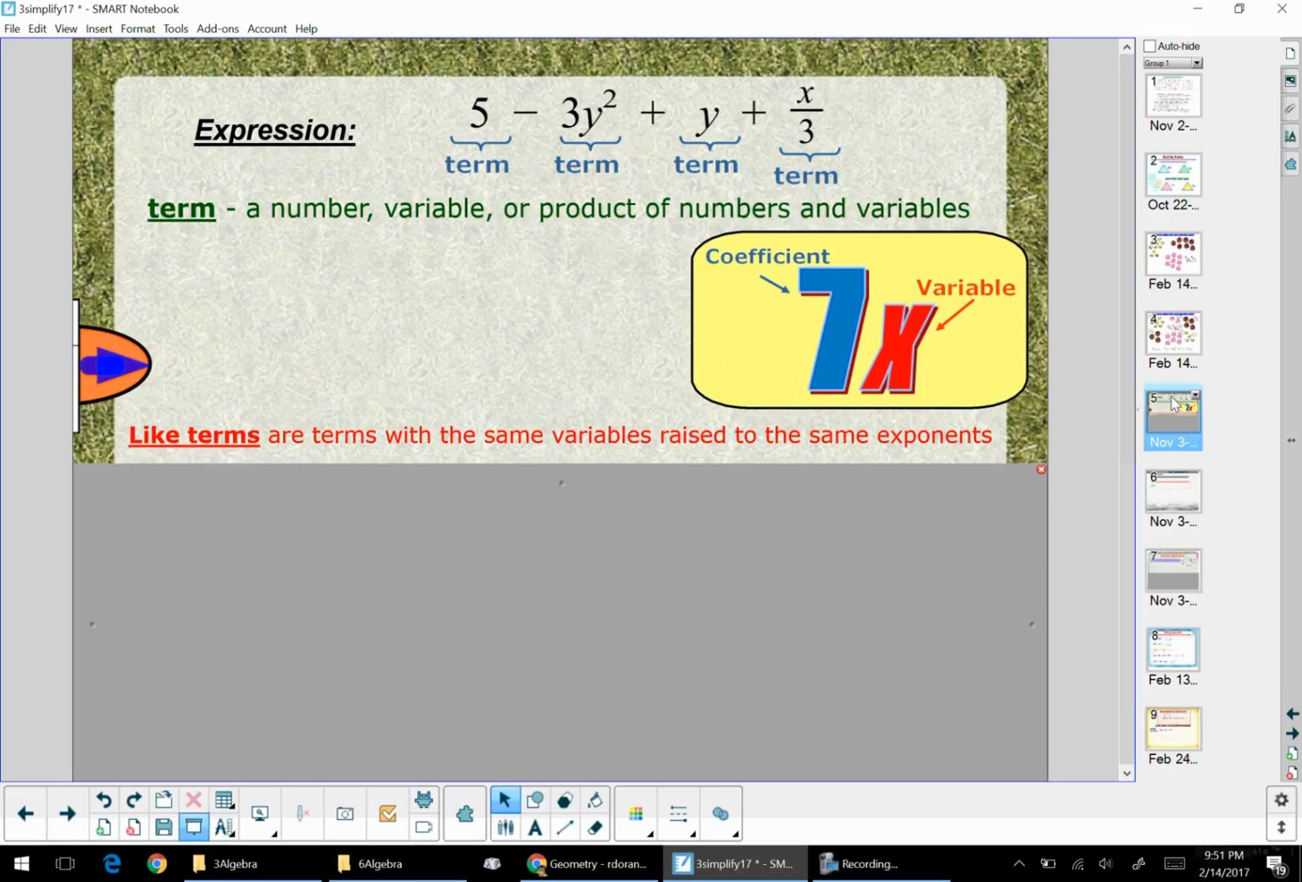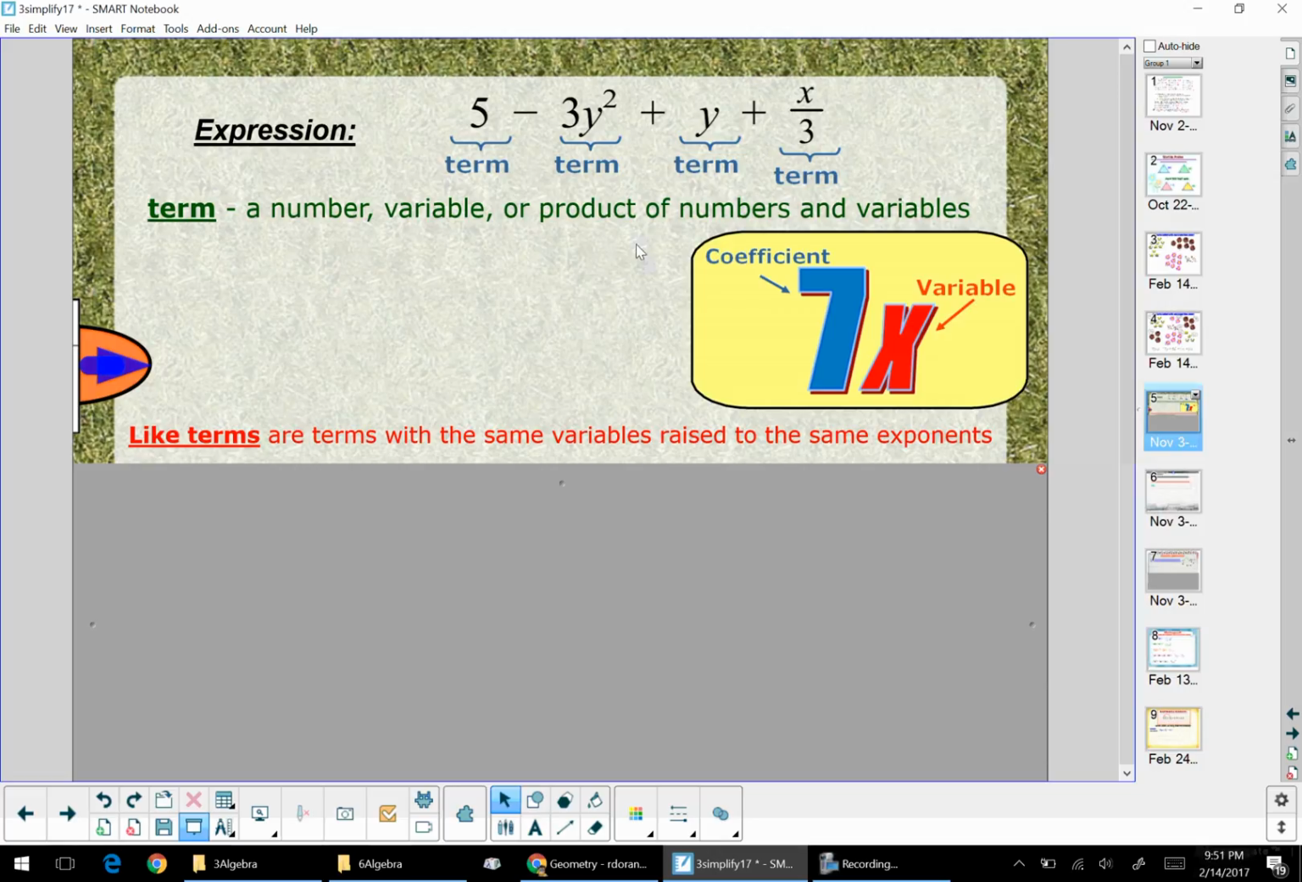So we talked about expressions the other day, expressions being combinations of numbers and or variables with operations. And I clearly have a whole bunch of things up here that are combined with operations. I have 5 minus 3y squared plus y plus x over 3. Each of these individual parts are called terms. And a term, very simply, is a number, a variable, or a product of numbers and variables. As long as I have a product of stuff or a single item, I have a term.